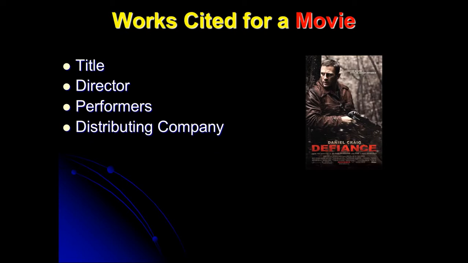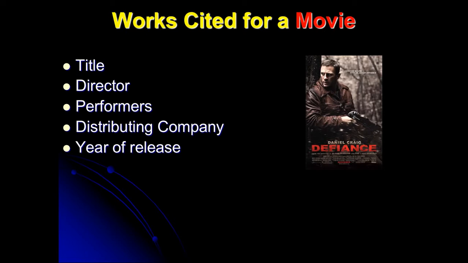The distributing company, that is the company that produced the actual movie, and we'll talk about how to find that in just a second. And then the year it was released. So these are the pieces of information that you will always need when you're citing a movie.